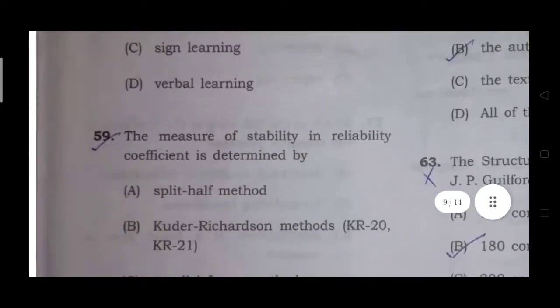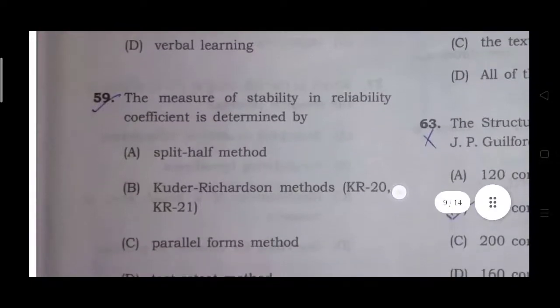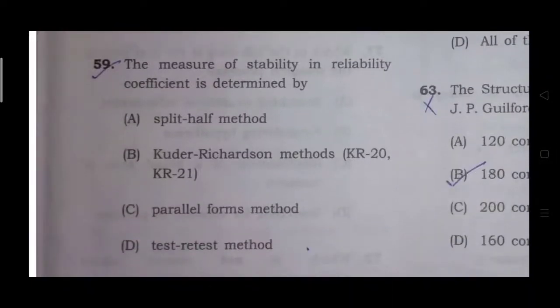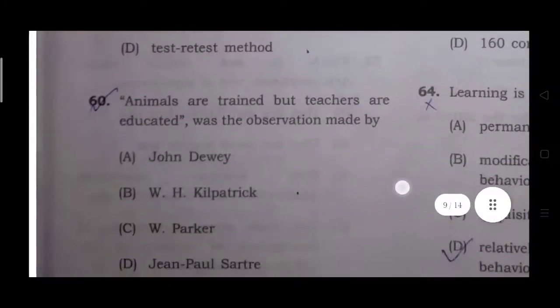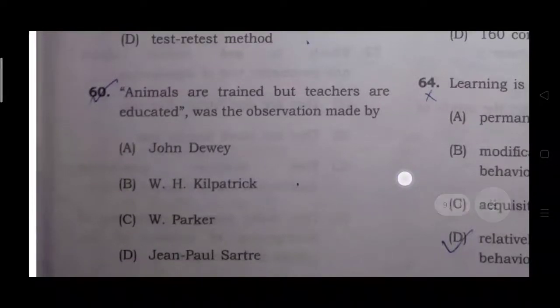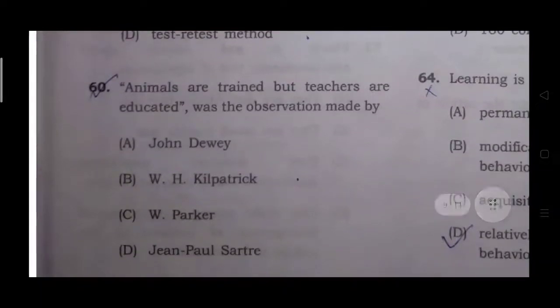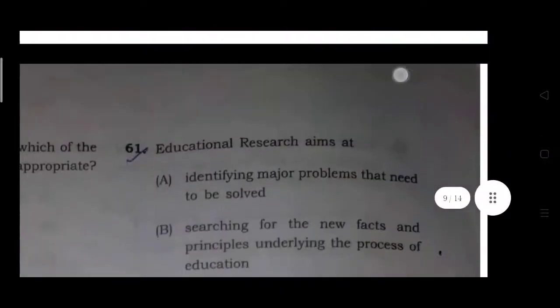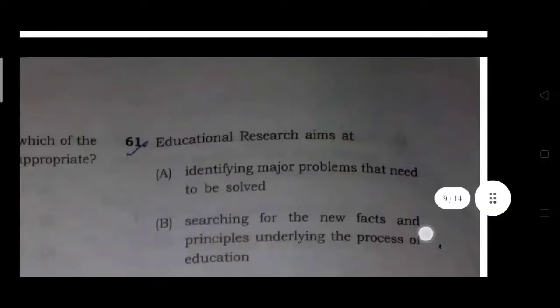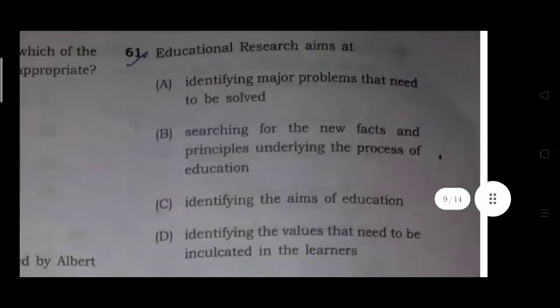Next, the measure of stability and reliability coefficient is determined by, the answer is option D, that is test-retest method. Next, 60. Animals are trained but teachers are educated. Was the observation made by? This observation was made by option B, W.H. Kilpatrick. Next, 61. Educational research aims at. What is educational research and what does it aim at? Here the answer is option B, searching for new facts and principles underlying the process of education. So B is the correct answer.